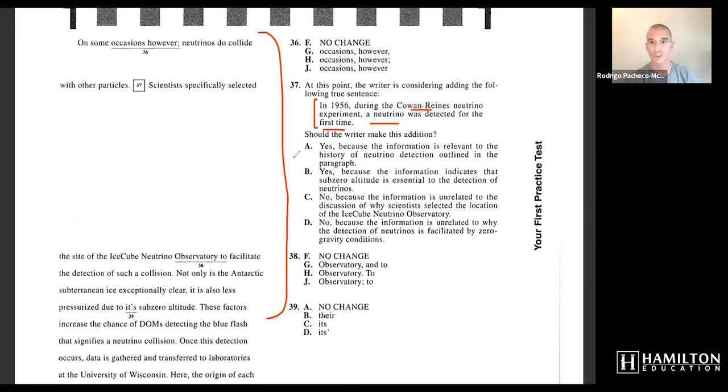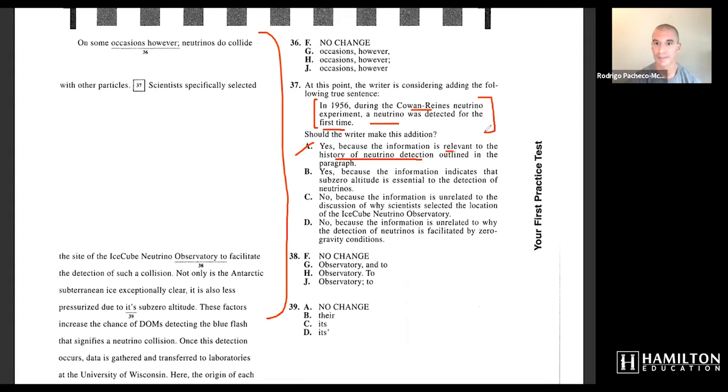A tells us that we should add it because the information is relevant to the history of neutrino detection. And that is true. It is relevant to the history of neutrino detection, but is that what this paragraph is about? Is this paragraph about neutrino detection or the history of neutrino detection? That is not the case, so we can eliminate A. B says that we should add it because the information indicates that sub-zero altitude is essential to the detection of neutrinos.